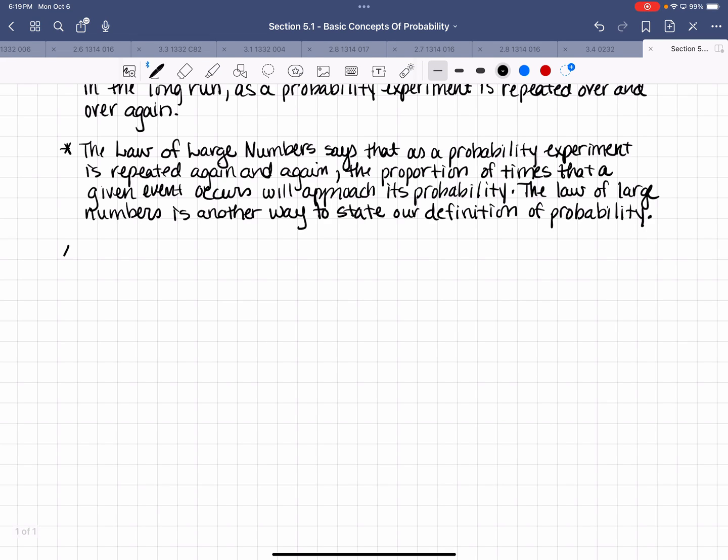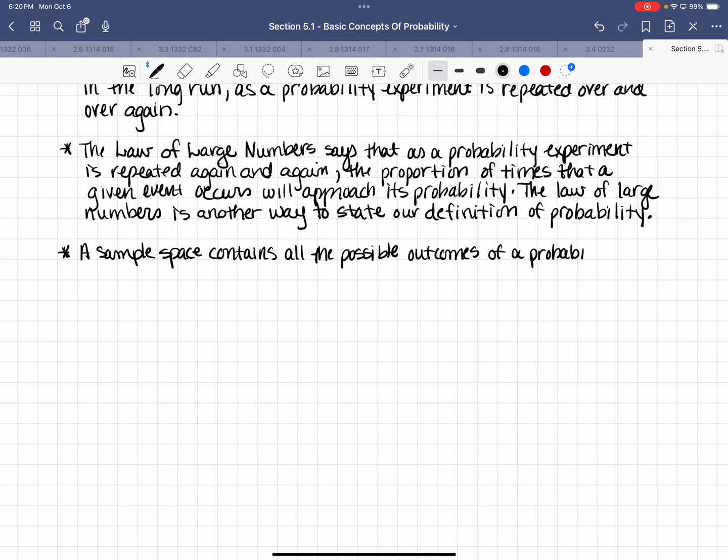A sample space contains all the possible outcomes of a probability experiment.